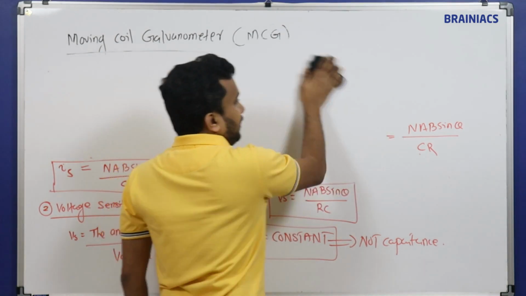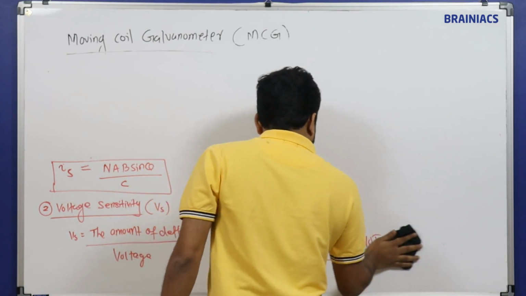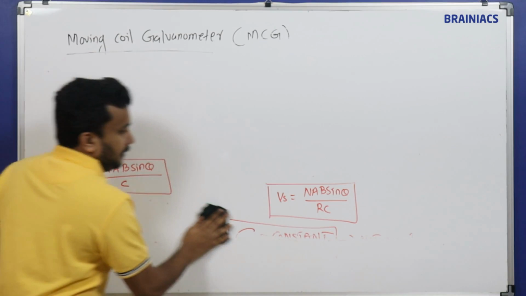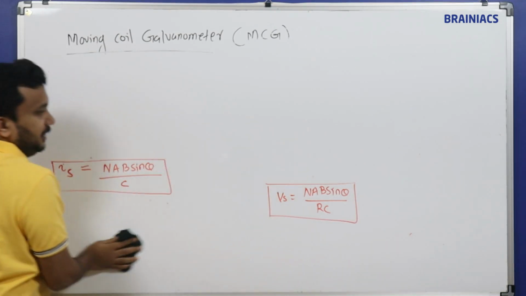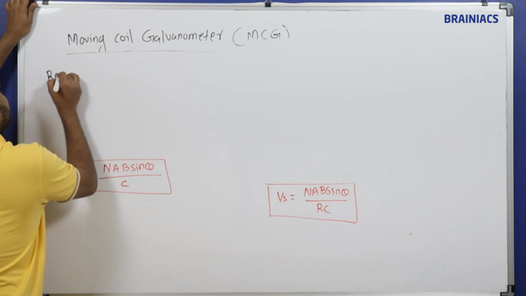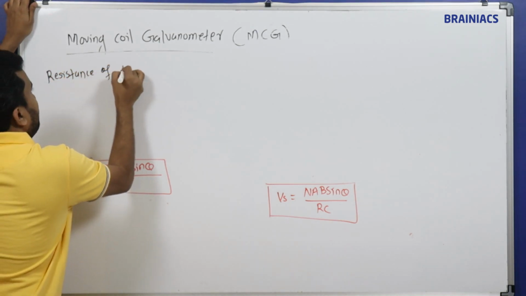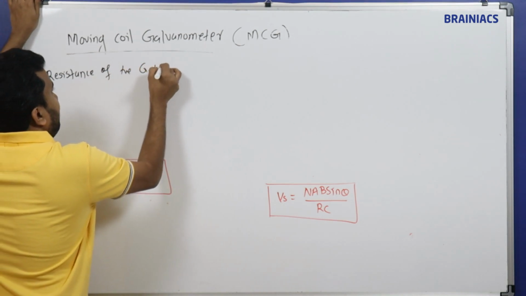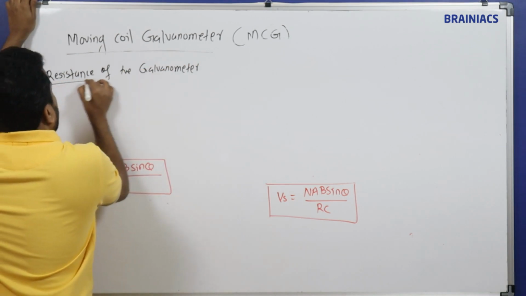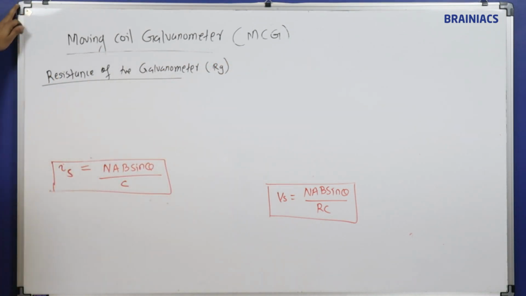I need to derive one more equation, the resistance of the galvanometer. So write the heading: resistance of the galvanometer, in brackets R G.